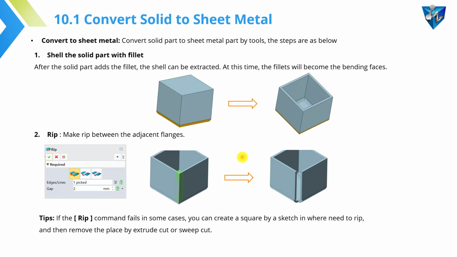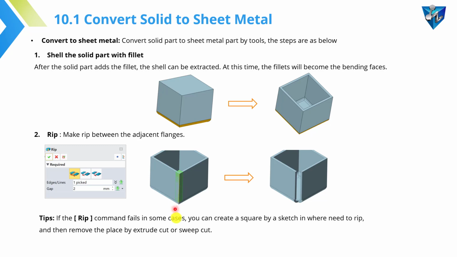So next, let's check the steps to convert solid to sheet metal. First, we need to shell the solid with the corresponding fillets. After that, the fillets will become the actual bending faces. And next, we need to make a rip. We can't just unfold the closed part, right? So we need to use the rip to do so.